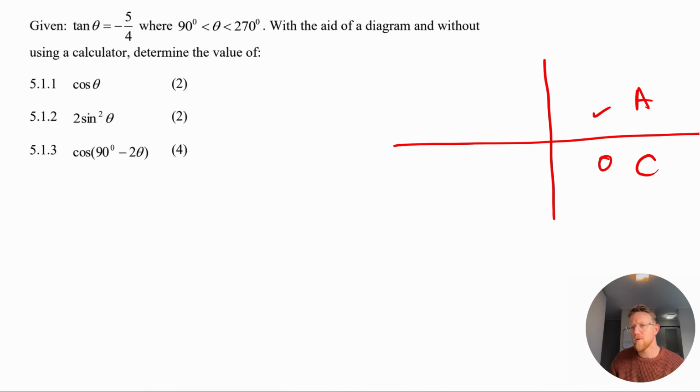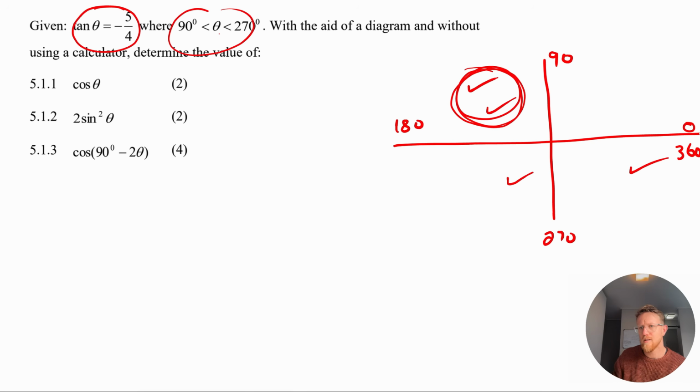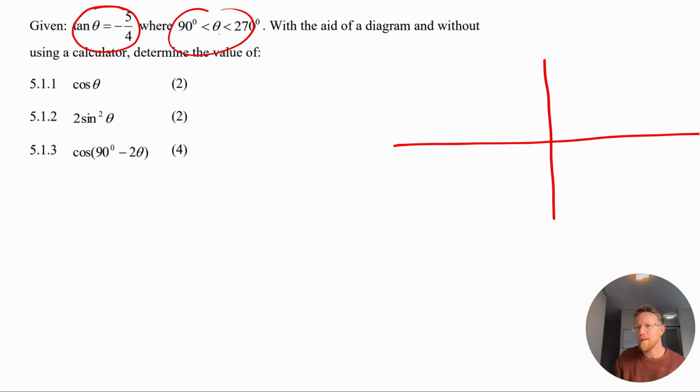So we're either going to be there or there. Then they tell us extra information. They tell us that the angle that we are busy with is between 90 and 270. So we should know that this starts at 0, goes to 90, goes to 180, goes to 270, and then back to 360. So 90 up to 270 would be this quadrant and this quadrant. So which quadrant satisfies both pieces of information? Well, it's this one over here. And so that is where we will go and draw our triangle.